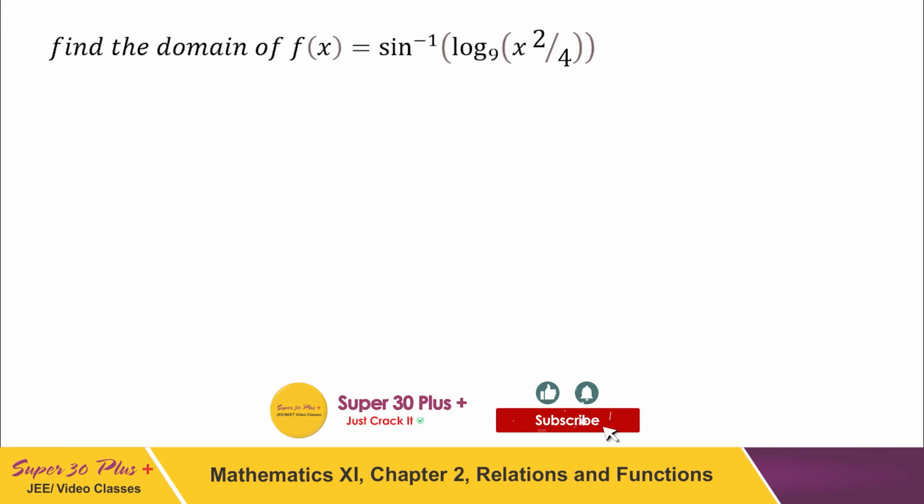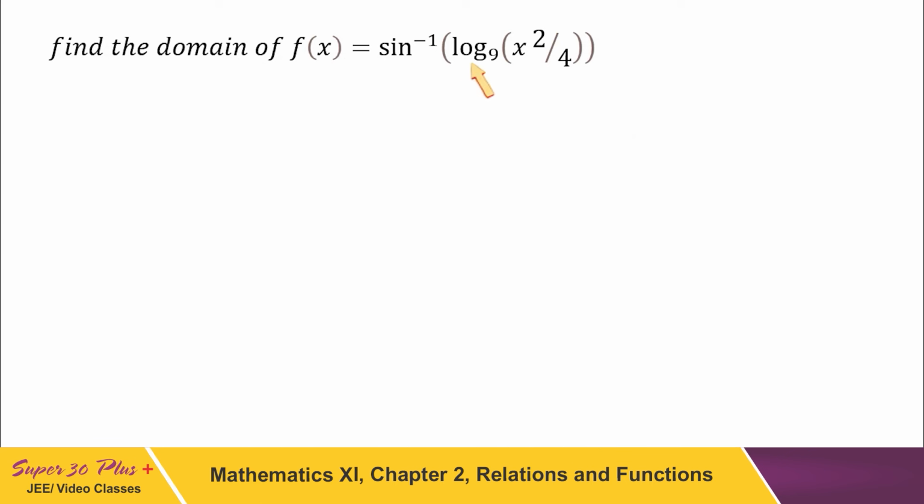Let us see one more example. Find the domain of f(x) is equal to sine inverse of log base 9 of x square upon 4. Sine inverse of x is defined if x, or you can say f(x), lies between minus 1 and 1, means log base 9 of x square upon 4 lies between minus 1 and 1. Now by using the inequalities of the log, you can say x square upon 4 lies between 9 to the power minus 1 and 9 to the power 1.